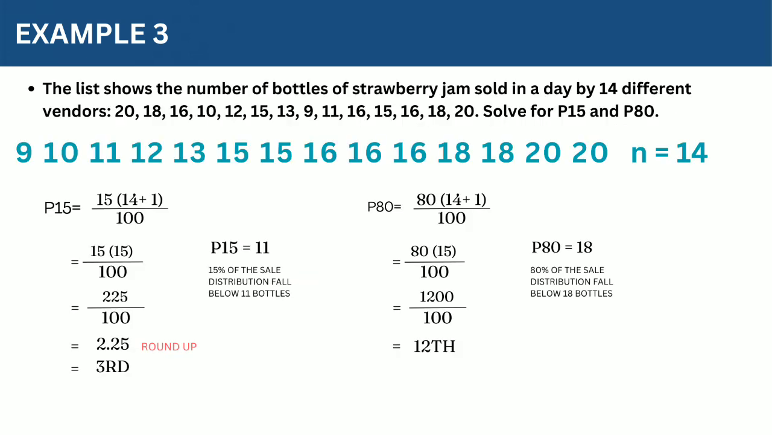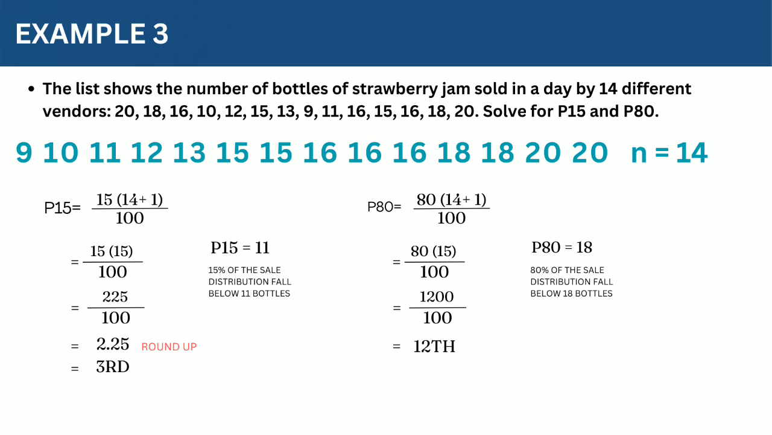Now let's solve for percentile 15. First, we substitute the given. So instead of n, we put in 14. Then we add what's inside the parentheses. So 15 times 15 is equal to 225. Then we divide it by 100. Now we have 2.25. Since it belongs in the lower percentile, we have to round up. So 2.25 is now 3, or located in the third data. So percentile 15 is 11. Therefore, 15% of the sale distribution fall below 11 bottles.